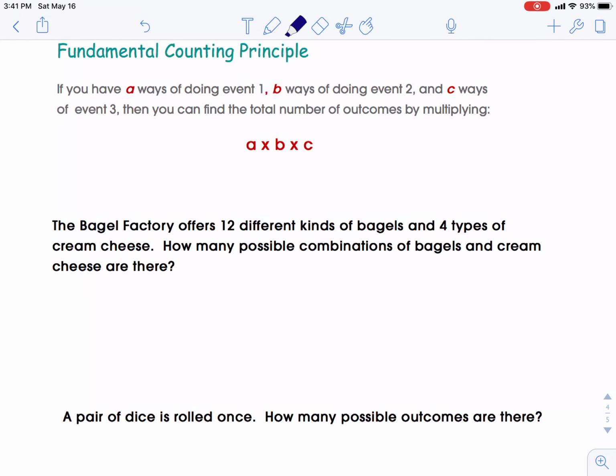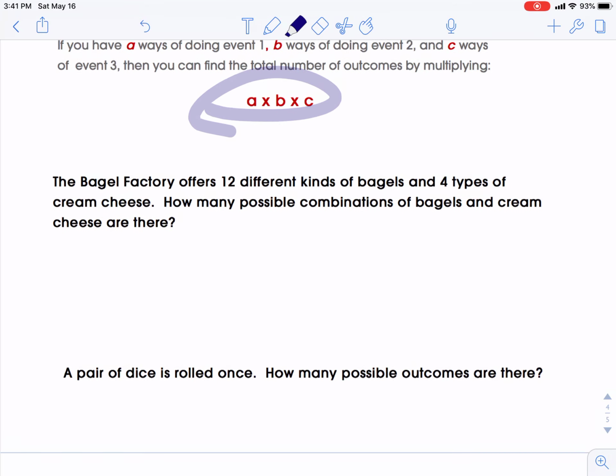Really, all it says is we are going to be taking all the number of ways and multiplying them all together. Right? Just taking the numbers and multiplying them together. So let's go through some examples here and call it a day.